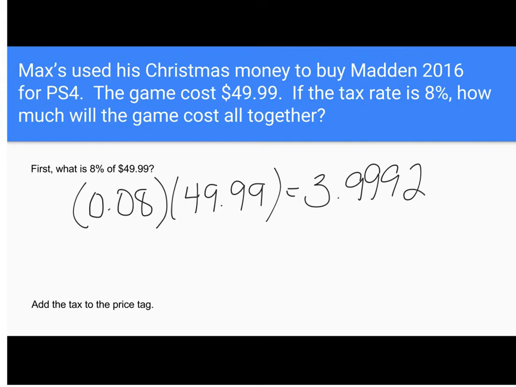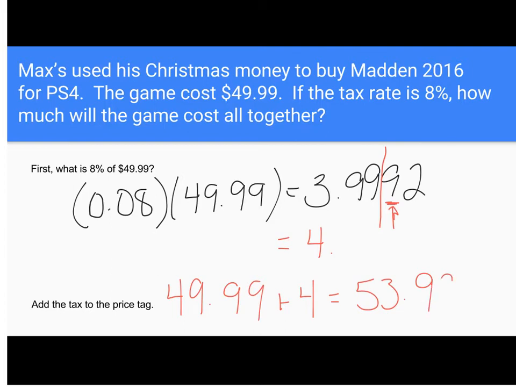Now, we're talking about money. Tax is still money, and money goes to the hundredths place. When we look at 3.99 and then look at the 9 next door, that 9 tells us to round it up, so 3.99 is going to round up to 4. So that actually makes our tax pretty easy. $49.99 was the original price of the game. Tax at 8% is going to be $4. $49.99 plus $4 is going to be $53.99 with tax.